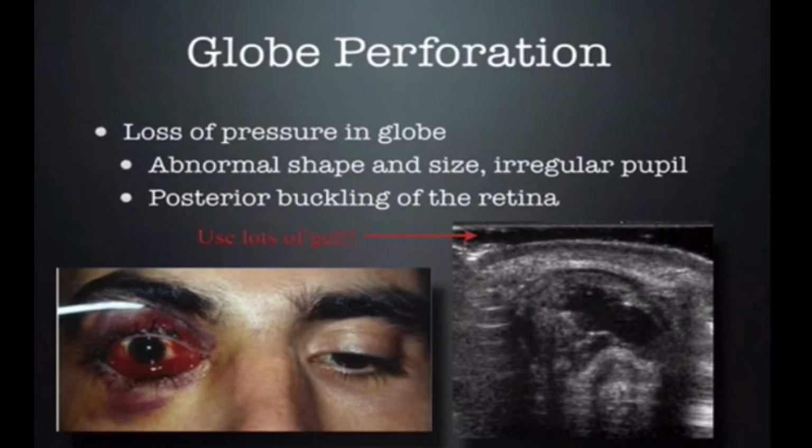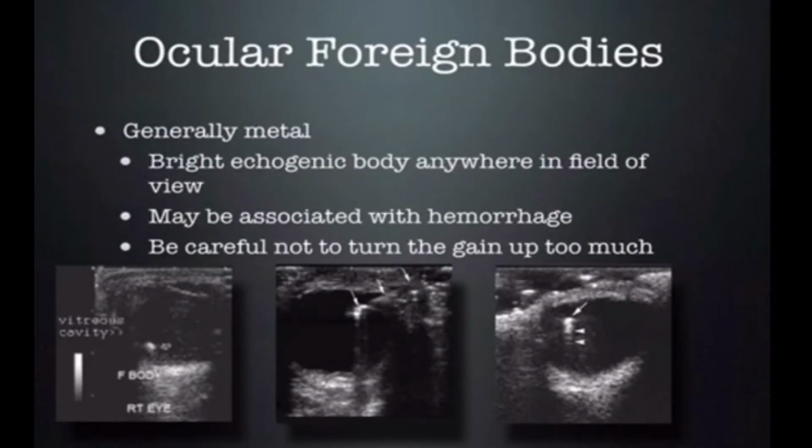If you have a very small globe penetration, say by a piece of metal when you were hammering, there may not be any loss of volume, and as such the eye might look perfectly normal except for the foreign body. Foreign bodies can be very difficult to detect if they're not in the vitreous. Metal is very bright and easy to see. Wood is generally easy to see also. It generally does not cause a ring down artifact as metal does. However, it is easy to see if it's in the vitreous.